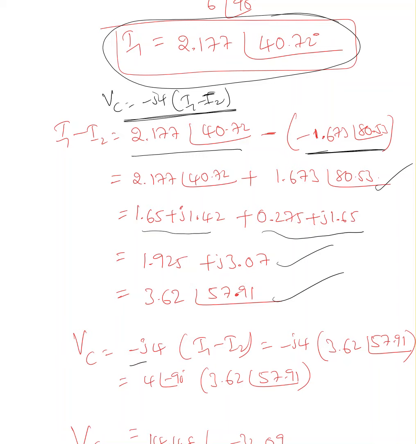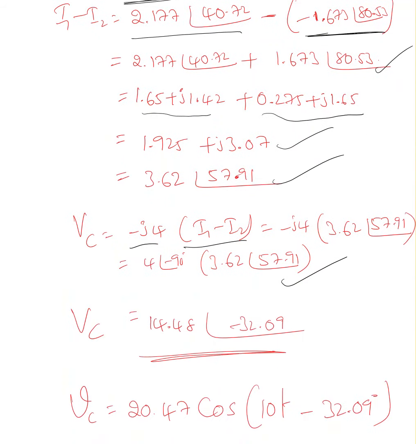VC equals minus J4 times I1 minus I2. That's VC. So this is an RMS value in the frequency domain. Convert that into the time domain. When you convert that into the time domain, it's 20.47 cos 10t minus 32.09. Okay, that's our VC. I will stop this video here.